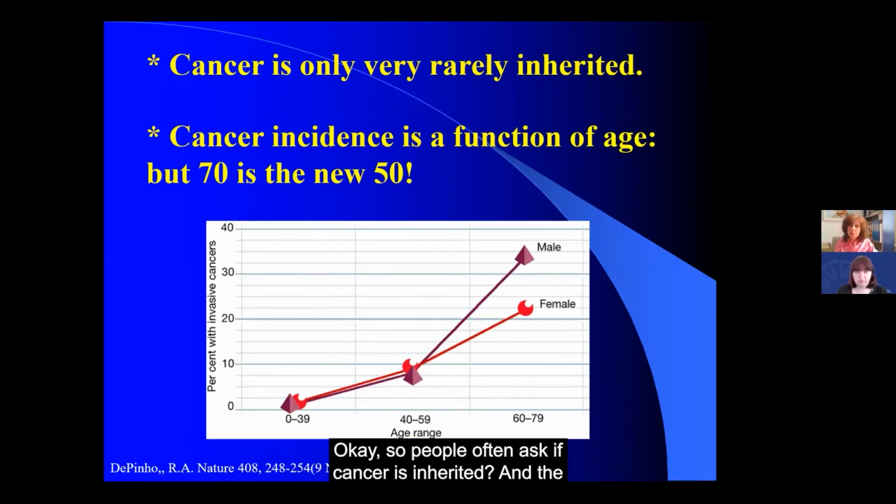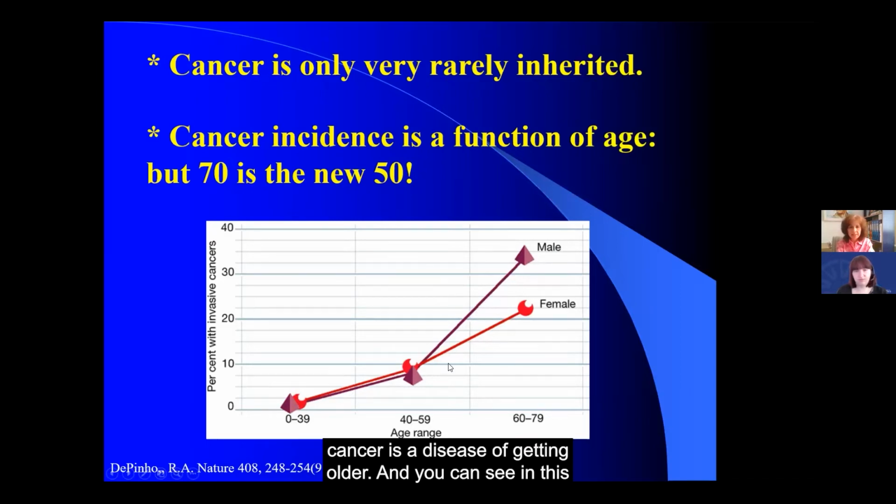So people often ask if cancer is inherited, and the answer is it's only very rarely inherited. You can inherit an increased risk of cancer, but most cancer results from an accumulation of mutations over your lifetime. And that's why cancer is a disease of getting older.